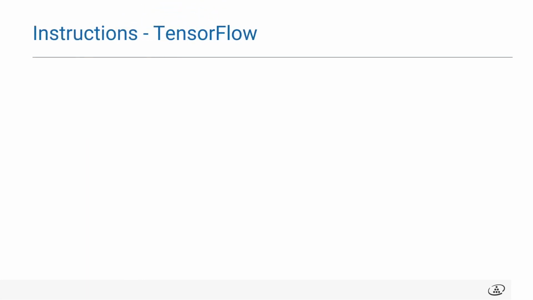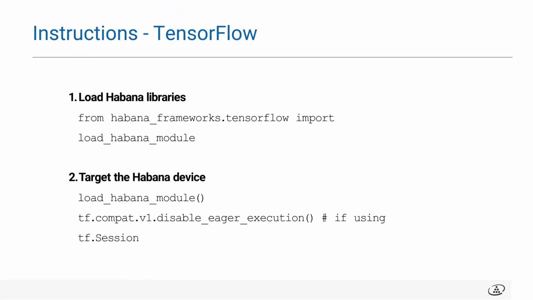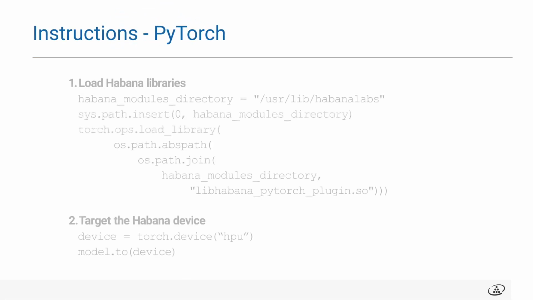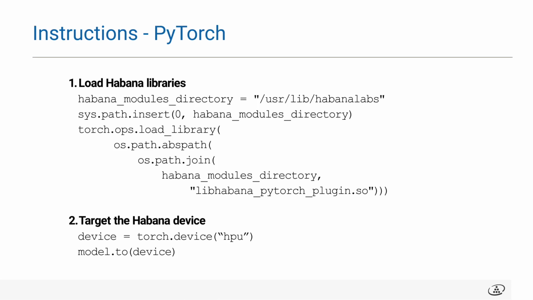For TensorFlow, you have to import the load Habana module function and then call it to target the Habana device. Disabling eager execution is recommended for scripts using tf.session. Otherwise, it is optional.